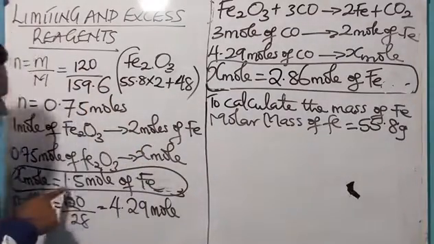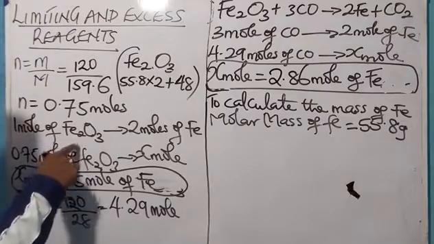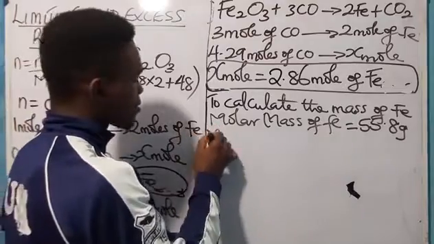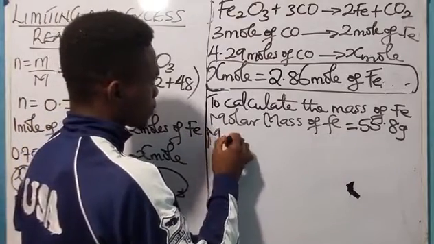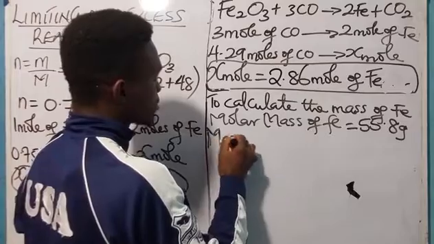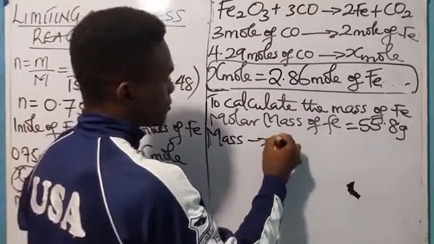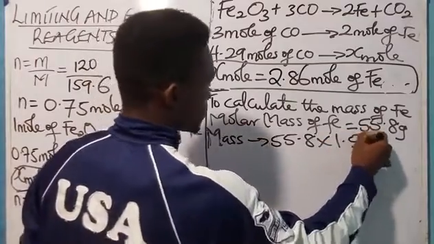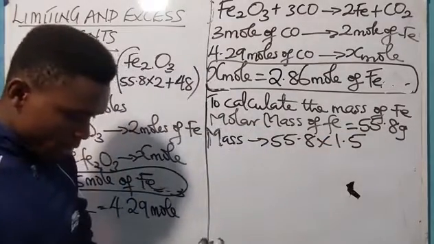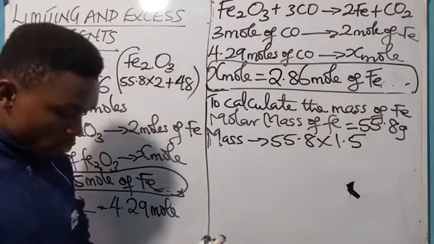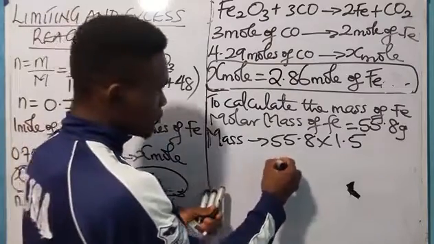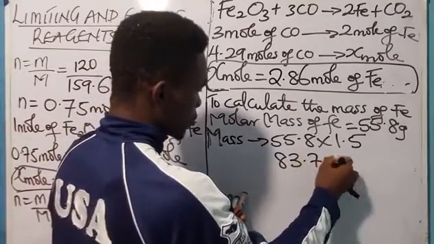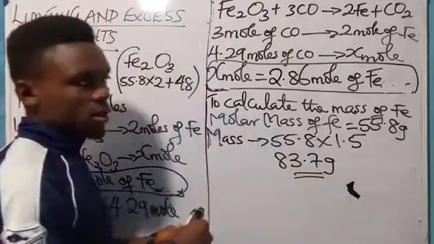We got the limiting reagent as this, which happens to be 1.5 mole. Therefore, the mass becomes 55.8 times 1.5, which equals 83.7 gram. That is for that.